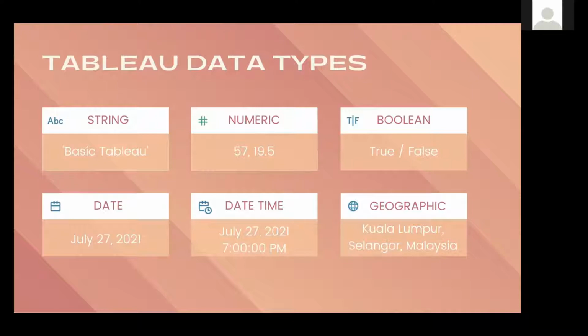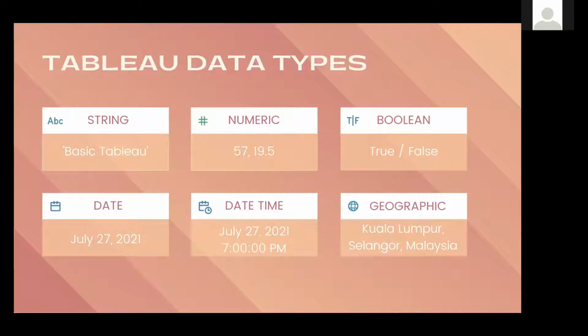And string basically means text. So it can be a single character or words or sentences or paragraphs. And if you are not from a computing background, I want to let you know that when we are programming on the computer, string basically means anything inside the quotation marks. That's why I put basic Tableau in quotation marks. And we can also have numbers in a string. So later in Tableau, you will see that IDs are considered as strings, even though they consist of numbers, because they are inside the quotation marks actually.